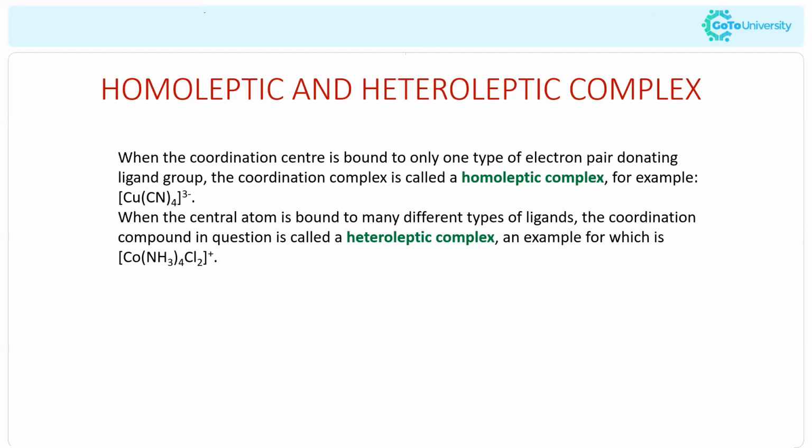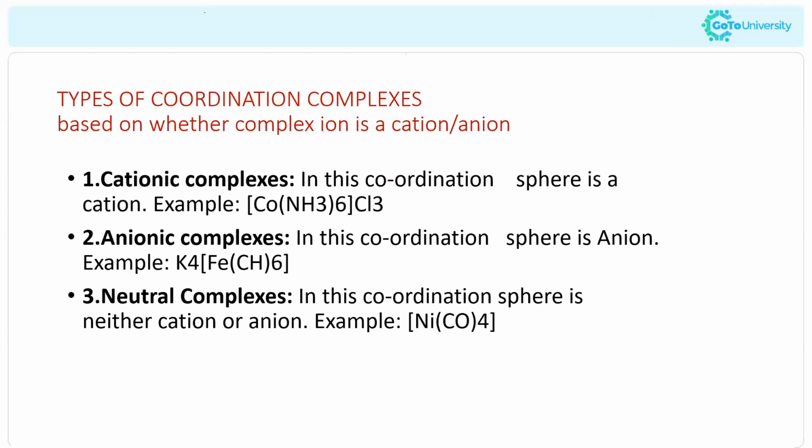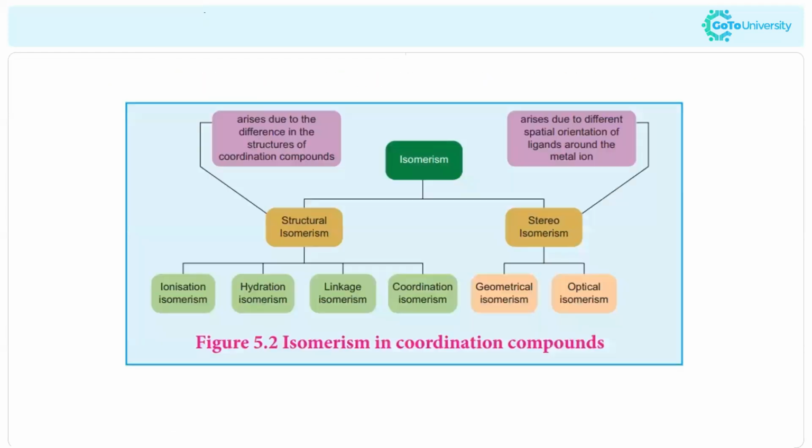Now homoleptic and heteroleptic complexes. If inside the complex we have the same kind of ligands, that is called homoleptic. If there is more than one type of ligand, that is called heteroleptic complexes. So this homoleptic, heteroleptic classification is based on the number of kinds of ligands. Only one type is homo, more than one type is hetero. This one. Now we have a brief description of the isomerism as well.